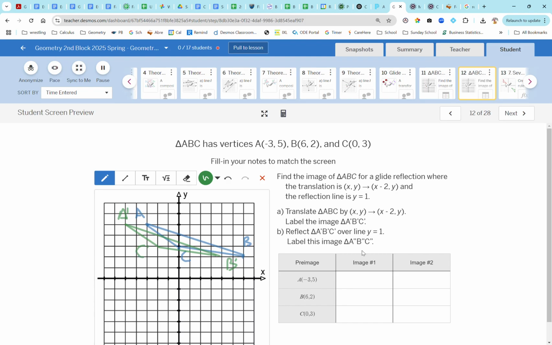Now this time it doesn't ask us to reflect it across the x-axis or the y-axis. It says let's reflect it across the line y equals 1. Remember, y equals 1 is a horizontal line. It's where we go up 1 on the y-axis. No matter what our x value is, y is going to be 1. Choose any of those points. So that's what we're going to reflect this across.